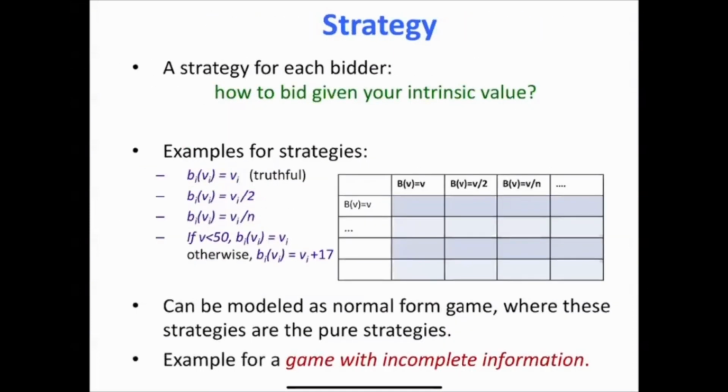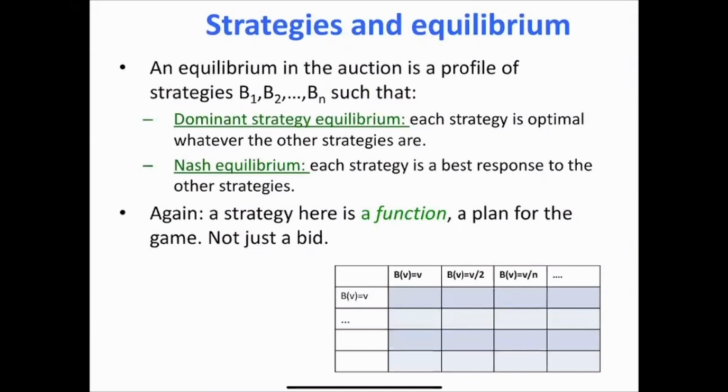But this is an example of a game with incomplete information. So the concepts of dominant strategy equilibrium and Nash equilibrium all hold. If each strategy is optimal whatever the other strategies are, it is a dominant strategy equilibrium, which I think we learned in the first lecture. If each strategy is the best response to the others, then they reach the Nash equilibrium. The slightly confusing bit here is that a strategy here is a function, rather than a probability as in the mixed strategy case, because you have a mapping from the intrinsic value to your actual observed action.